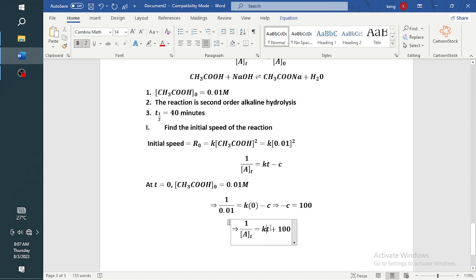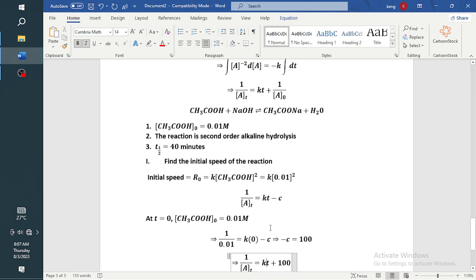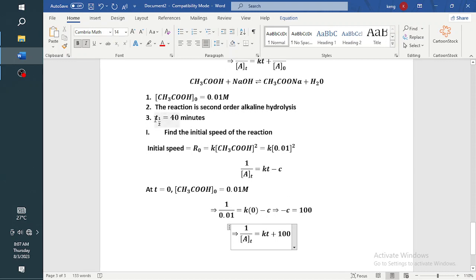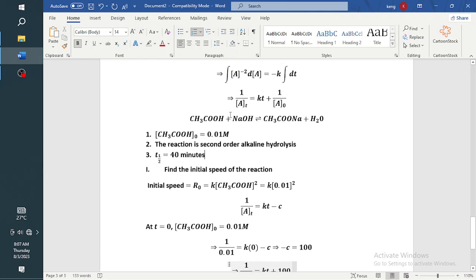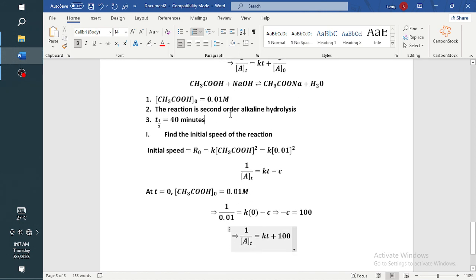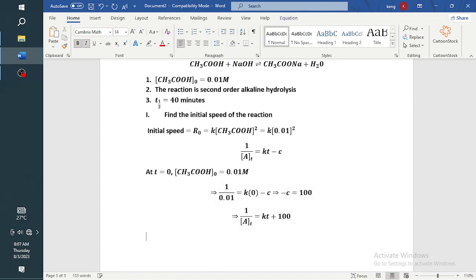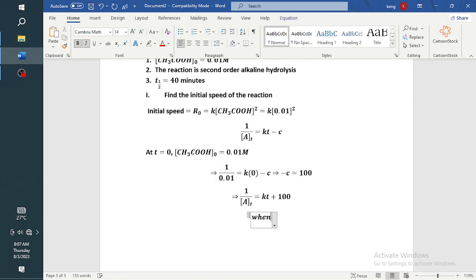Okay, and what do we say? We said that our T half is equal to 40 minutes. If it was first order, we can find K by taking ln 2 divided by T half, but in this case it is not like that, because it is second order. So we now analyze again. How do we analyze?